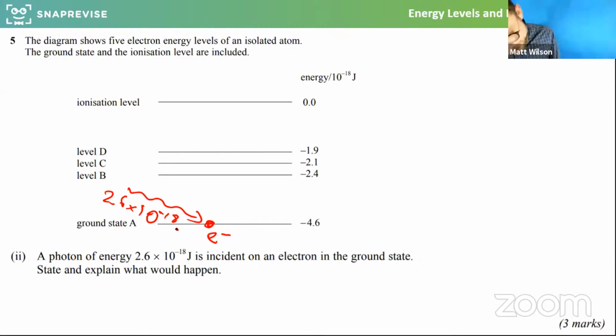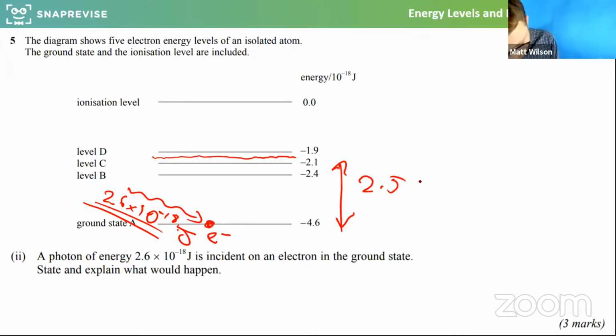Good, absolutely right. Nice. Do you remember I said that we had enough energy? 2.6 was enough energy to get between C and D. None of these energy levels, none of these gaps are exactly 2.6 times 10 to the minus 18 joules. This gap here is 2.5, and I guess the one above it was 2.7. None of them are exactly 2.6, and so the photon's just going to pass straight through.